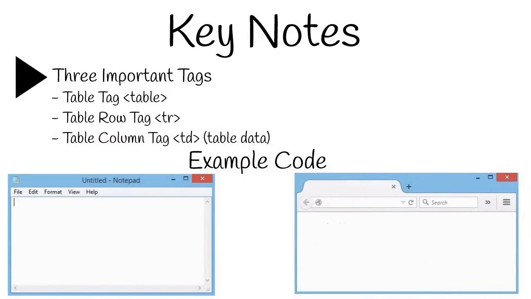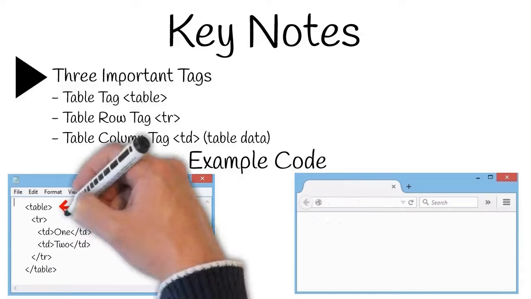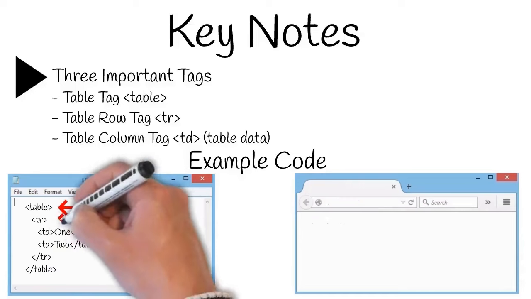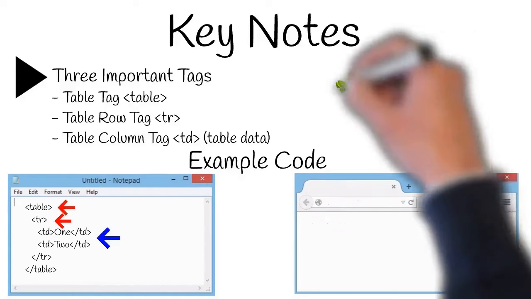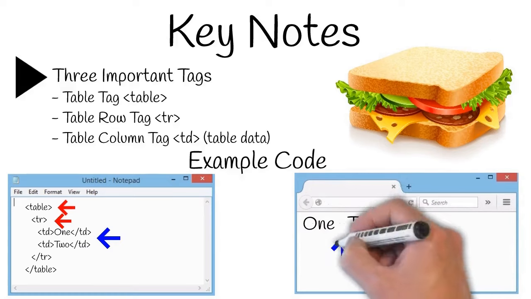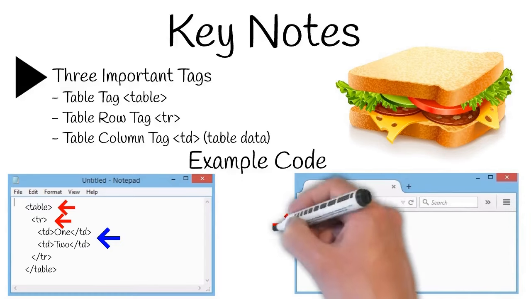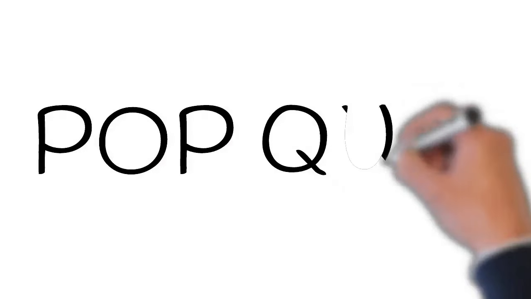Now here's an example code. We have our opening and closing table tag, which then sandwiches in there TR, which is table rows. Since we have one opening and closing tag of TR, that's one row. But we have 2 TDs, which is table column, which means we have 2 columns. So it's sandwiched in there because I love sandwiches, but if we look, the blue arrow indicates that we have 2 columns and the red arrow indicates we have 1 row. If you see how easy that was, let's take the pop quiz.